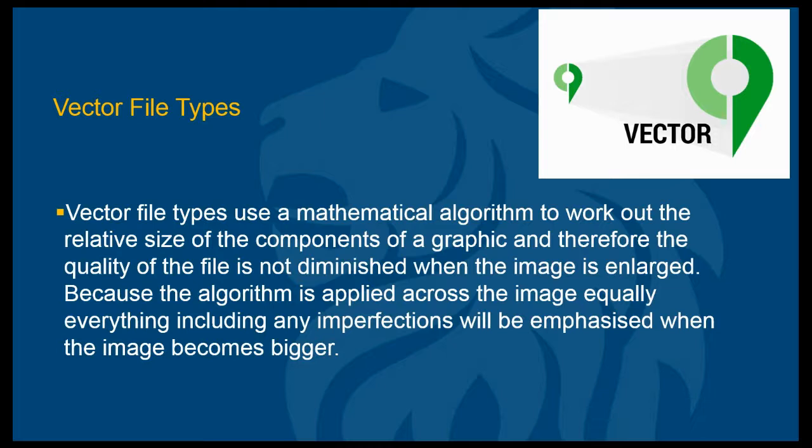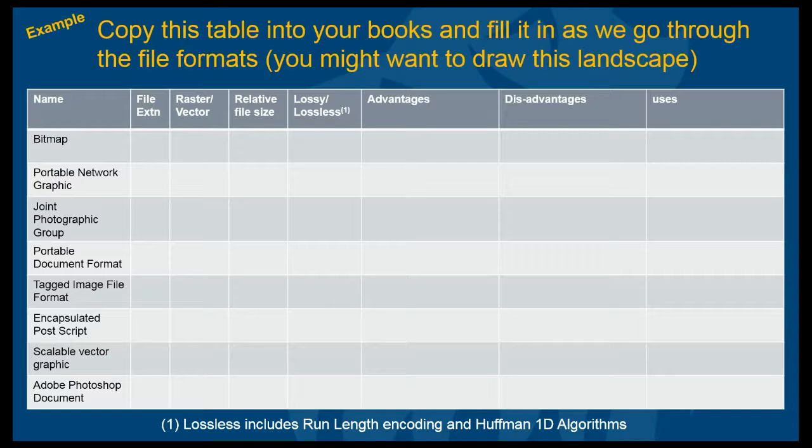So if you're making it large and you had an imperfection when it was smaller, that will be emphasized and become bigger when the image becomes bigger. So that's a small drawback. But essentially, vector images can be resized without any loss of quality.